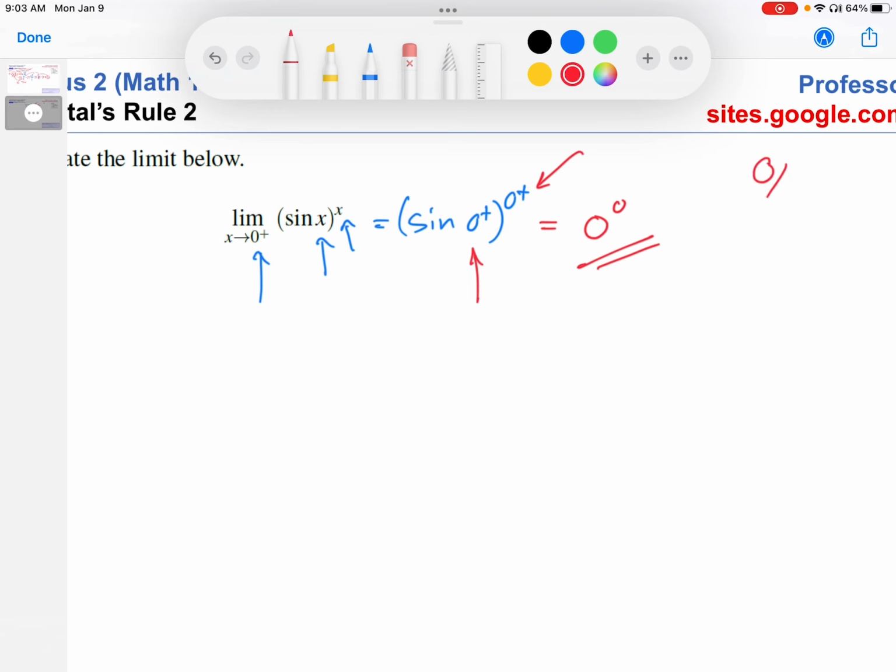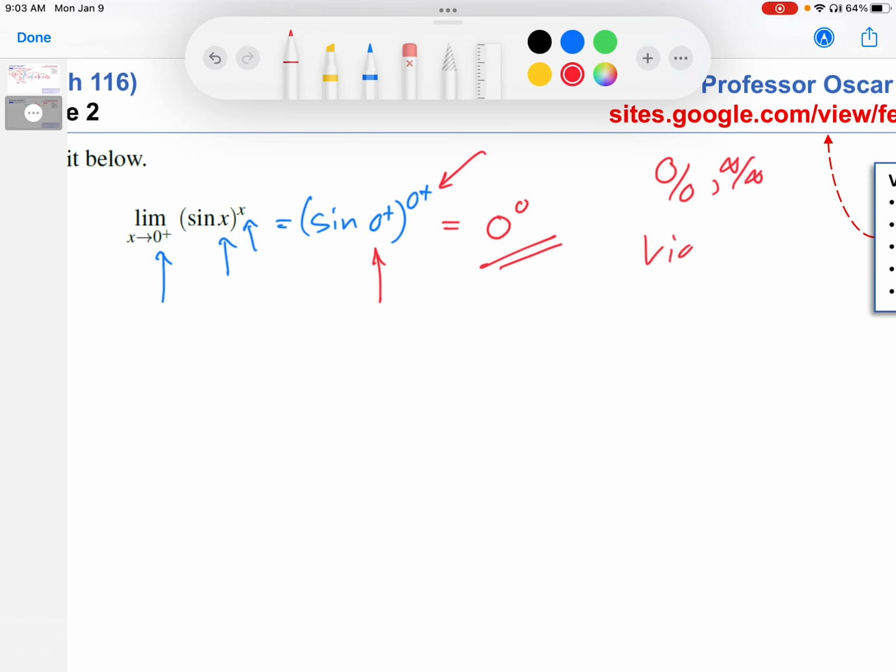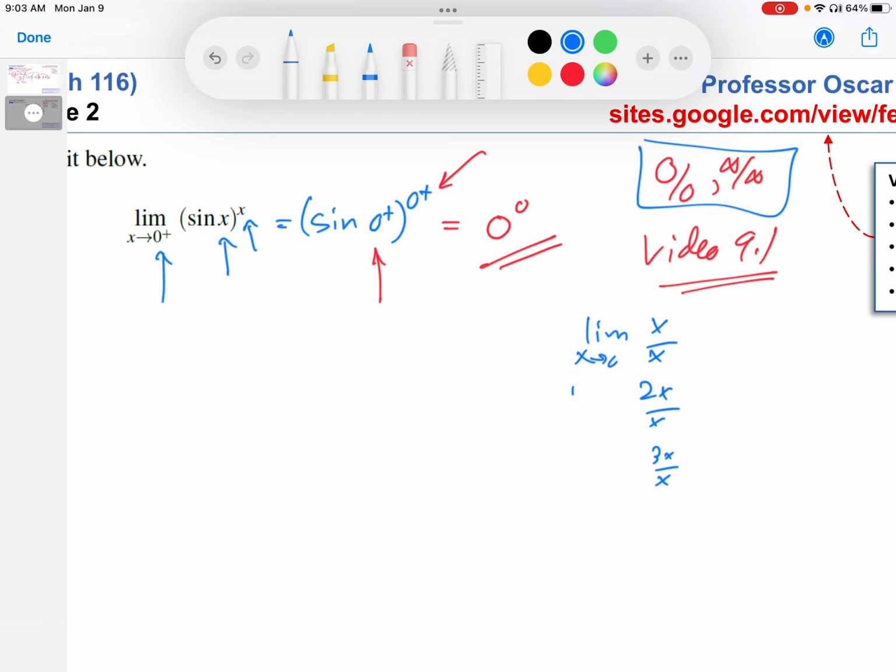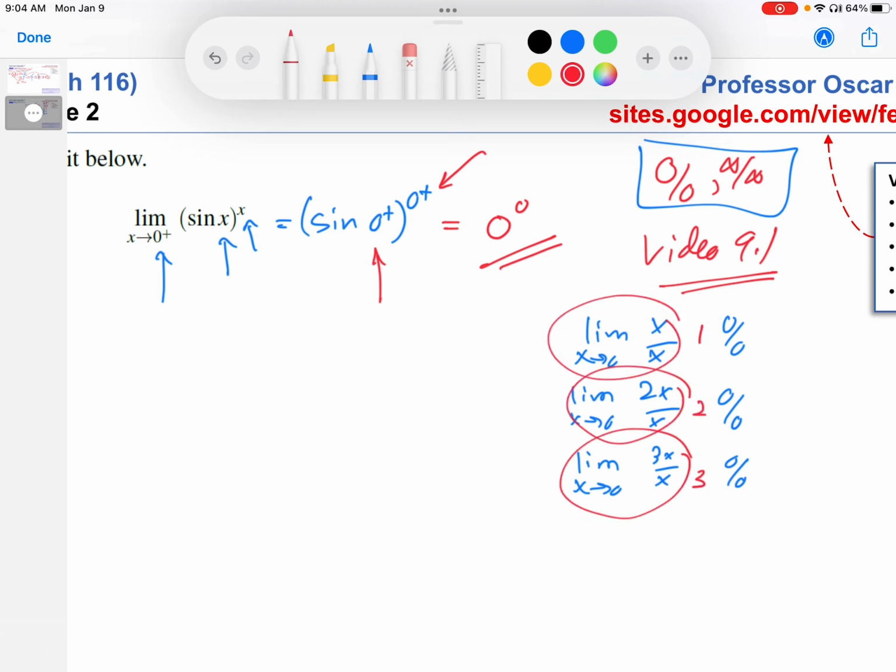This is like 0 over 0 and infinity over infinity in that it is an indeterminate form. Again, in video 9.1, I talked about what that means. Long story short, in this context you can come up with different functions like x over x, 2x over x, 3x over x, whose limit as x approaches 0 appears to be, using the just-plug-in-the-thing approach, 0 over 0 in all cases. But in fact, the answer to this limit is 1, the answer to this one is 2, and the answer to this one is 3. So that's one reason why 0 over 0 is an indeterminate form.